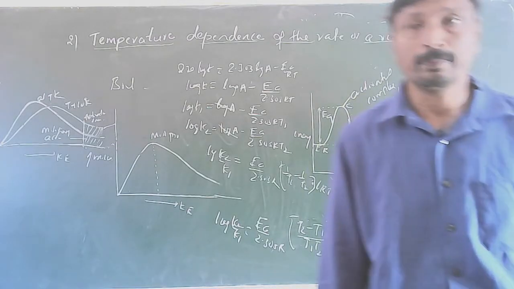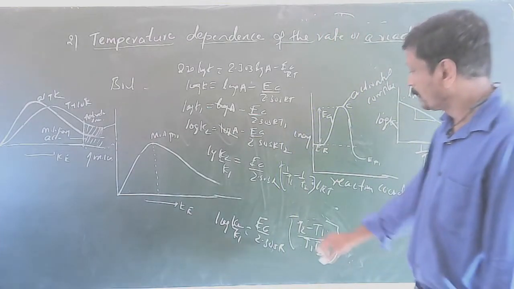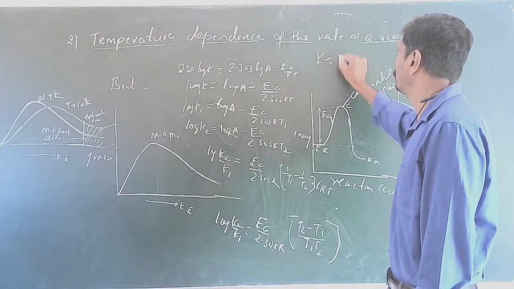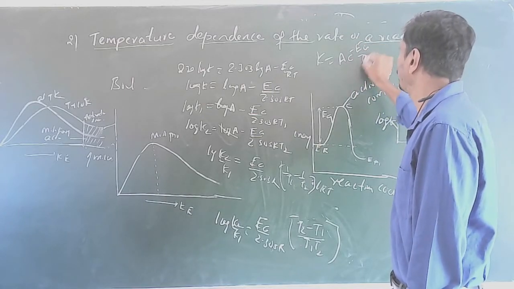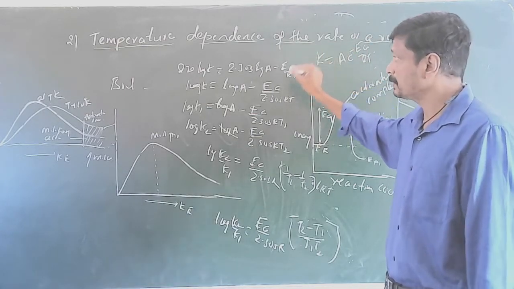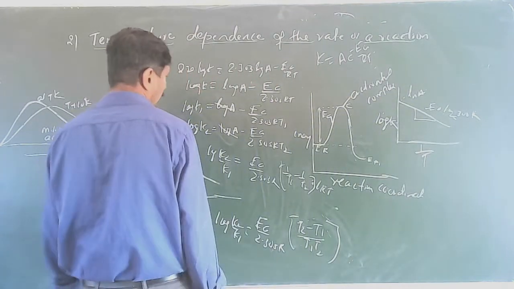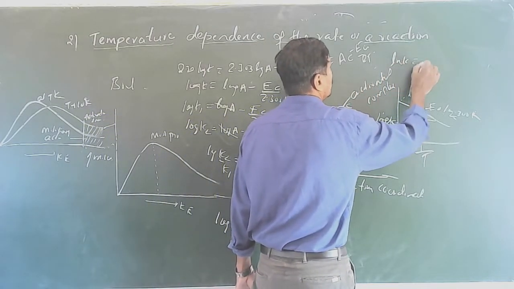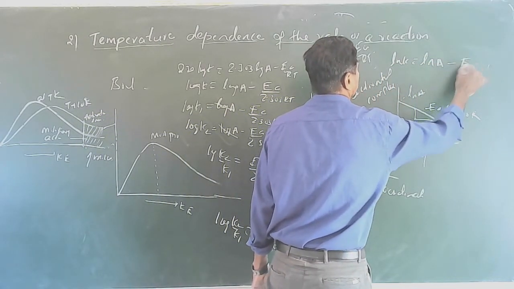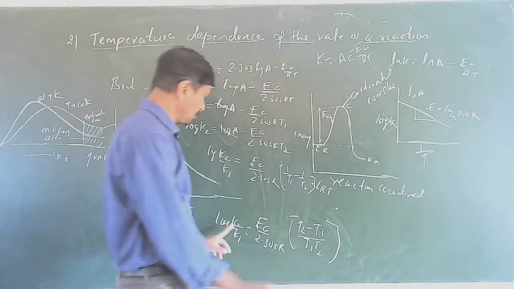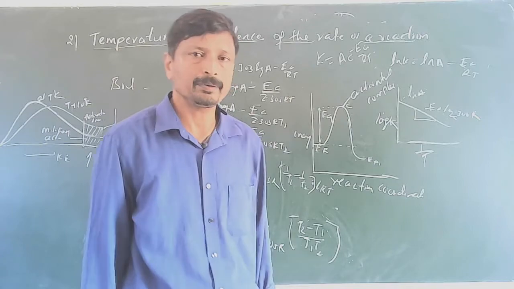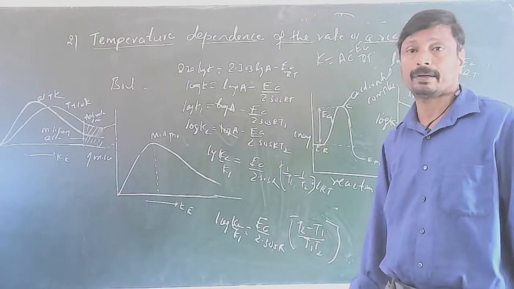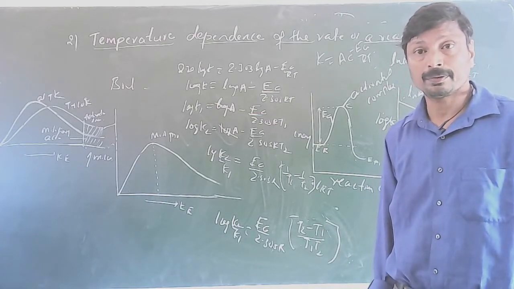So all of you have to remember this equation. This is the third form of the Arrhenius equation. What is the first form? First form is K is equal to A e raised to minus EA by RT. This you have to remember. Second form is ln K is equal to ln A minus EA by RT. The third form, log of K2 by K1 is equal to EA by 2.303 R into T2 minus T1 divided by T1 T2. So all these equations you have to remember.